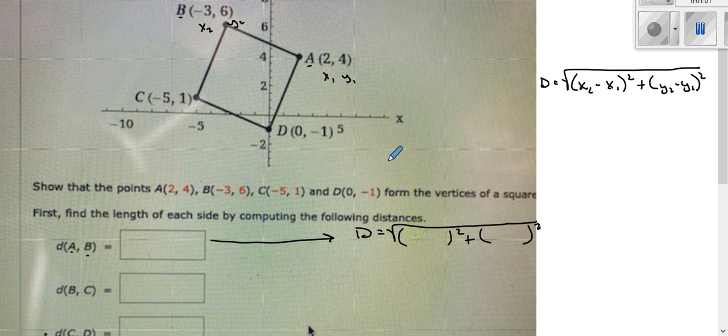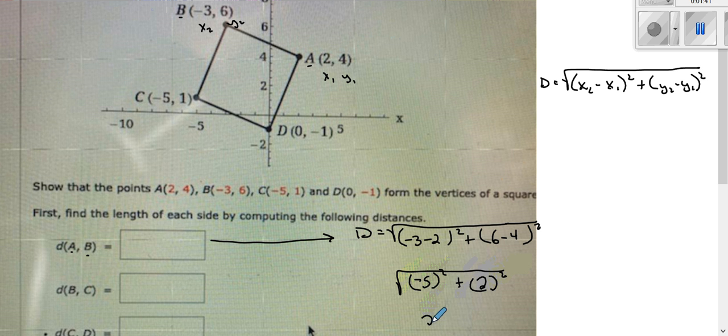Okay, so I'm going to say x2, so if I label them, it's easy to do, negative 3. Notice this is x2 minus x1, so negative 3 minus 2 is what goes right here. And then the y's, 6 minus 4. You can plug this all in your calculator in one step if you want, but I find it easier to at least do some of this individually. Negative 3 minus 2 is negative 5. 6 minus 4 is 2.